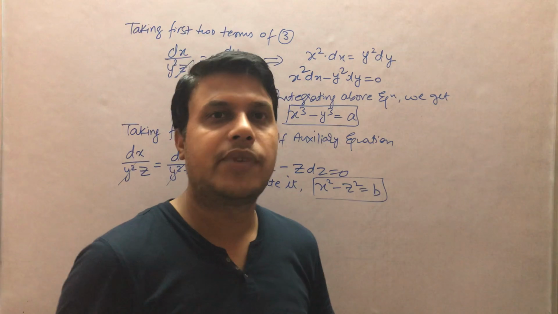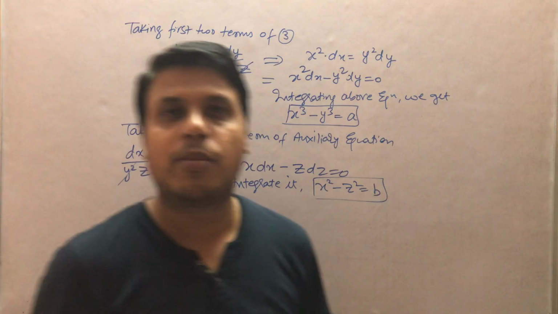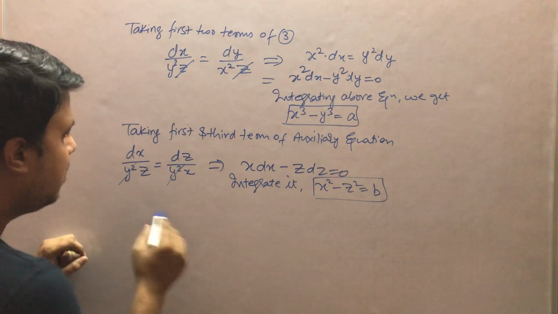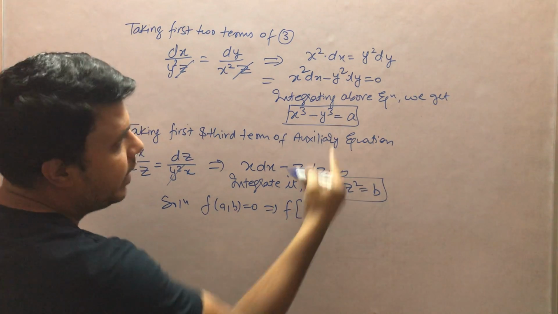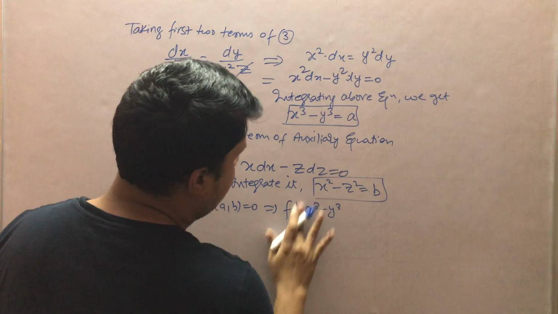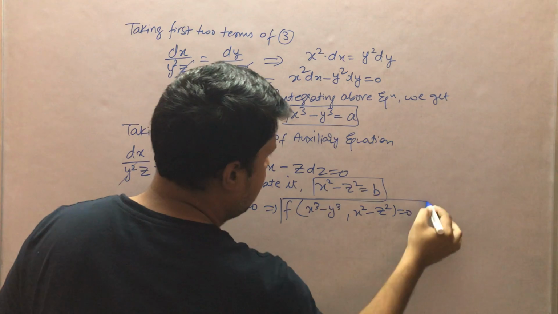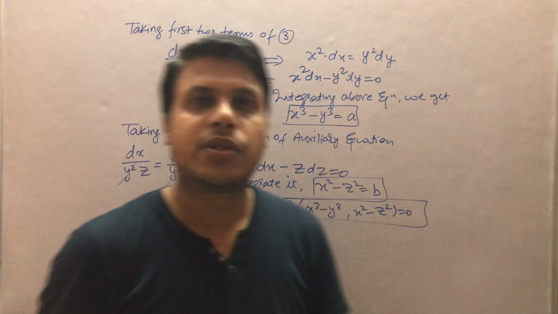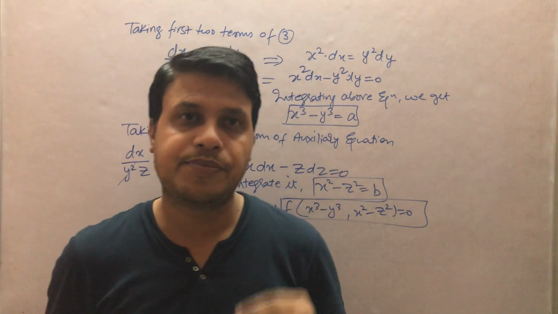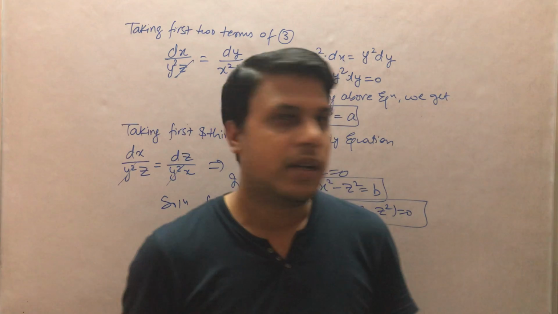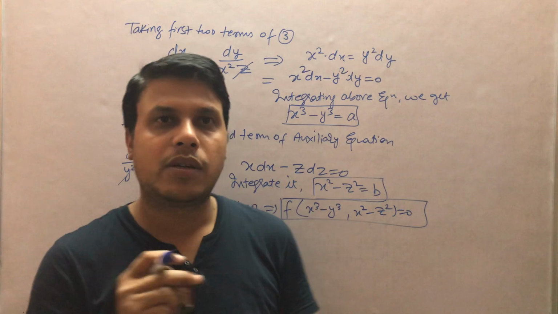And now, as I told you in the very first of the video, the solution will be in the form of f of a, b equals to 0. And a is, so this is the required solution or the final solution of the given differential equation. Hope this is clear to you, how we got the solution of the given differential equation. And it was actually solved by the direct method. We need not multiply any multipliers to separate the variables.